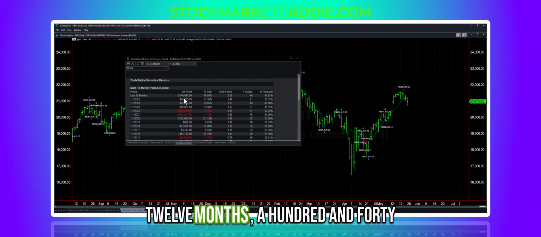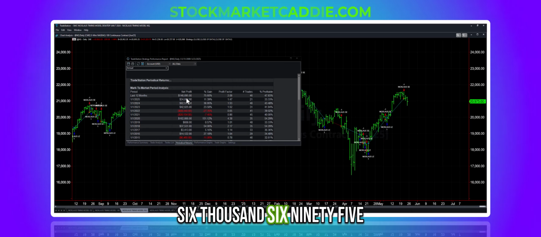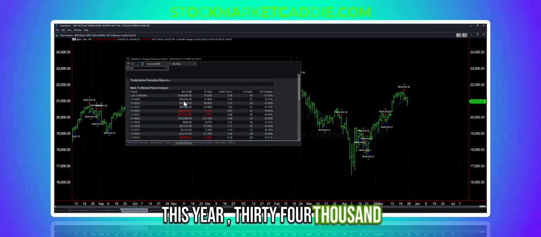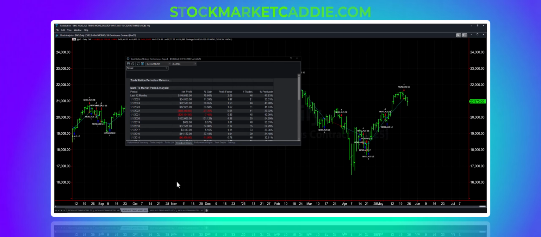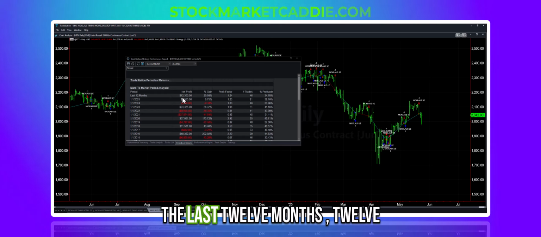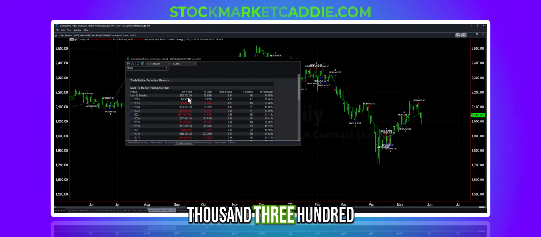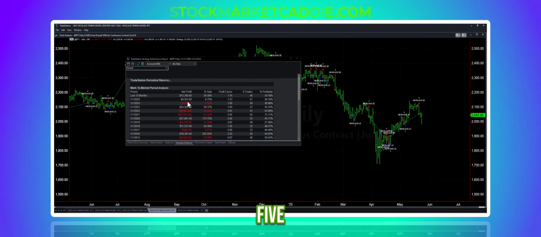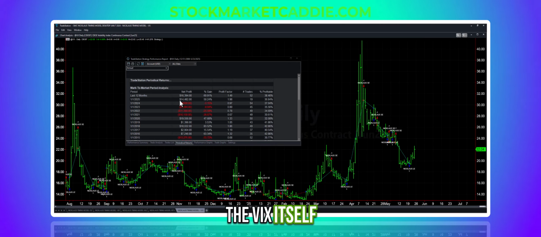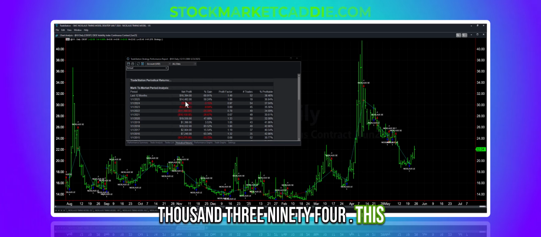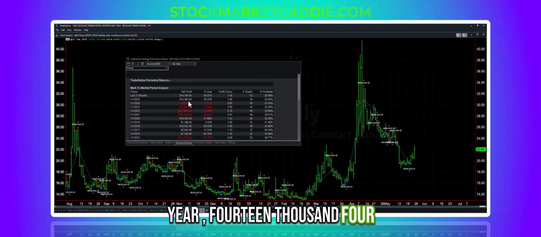The last 12 months, 146,695. This year, 34,850. The Russell, the last 12 months, 12,300. This year, 4,455. And then the VIX itself, the last 12 months, 16,394. This year, 14,482.